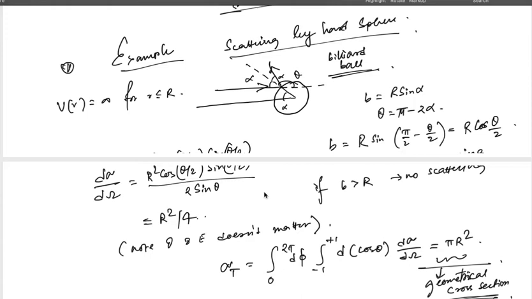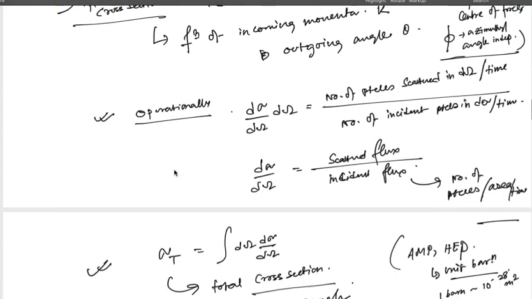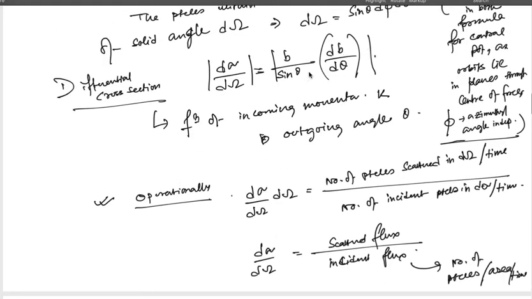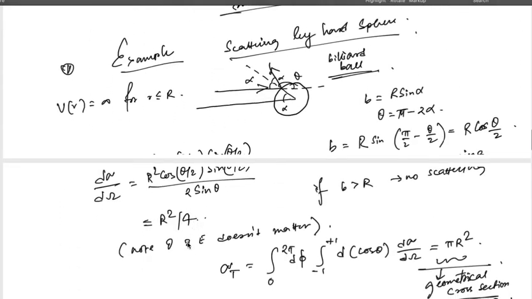Now we calculate the differential cross section by using the formula blindly. If I do that, I will get R squared by 4. This is the formula we use, b over sin theta times db d theta. We know the b expression, everything we know, just a derivative will give me R squared by 4.